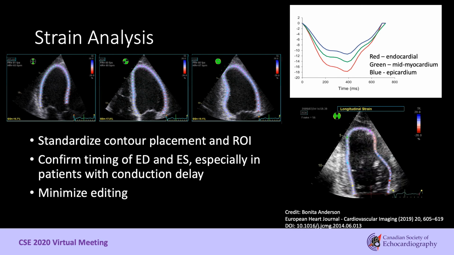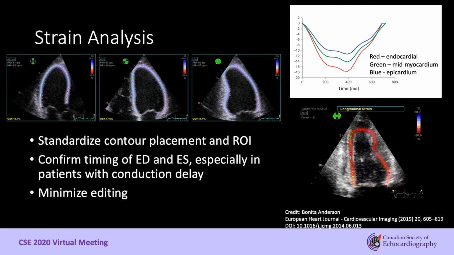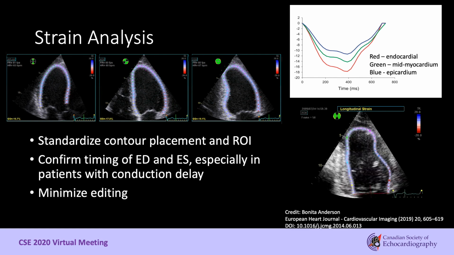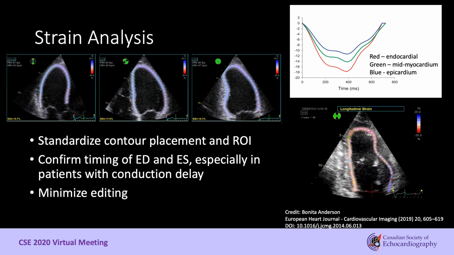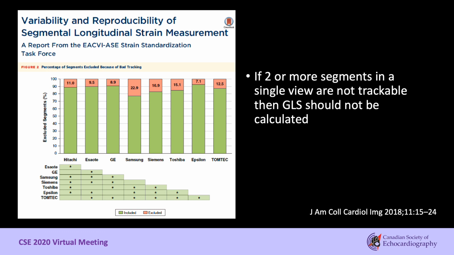You have to also check that your timing of end diastole and systole is correct, as this will affect your measurements, and this is especially true in patients with conduction delay. And lastly, when you're using semi or fully automated programs, to increase reproducibility, we generally encourage that the sonographers minimize the editing that they do. Most people recommend that if 2 or more segments in a single view are not trackable, then global longitudinal strain should not be calculated for that view.